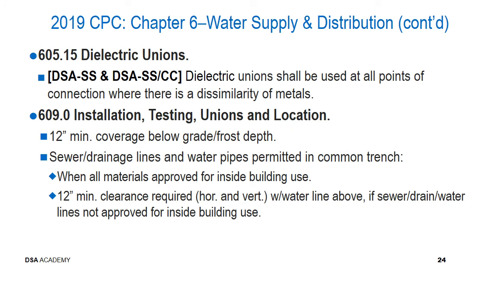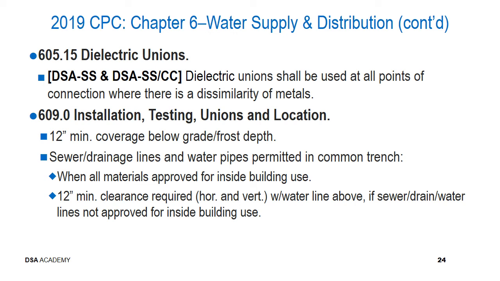Section 605.15 addresses dielectric unions, and last code cycle the Division of State Architect decided to go ahead and attach our banner to this particular section, which basically says that dielectric unions must be used at all points of connection where there is a dissimilarity of metals, and that just made complete sense, and we're actually co-adopting that with OSHPD.